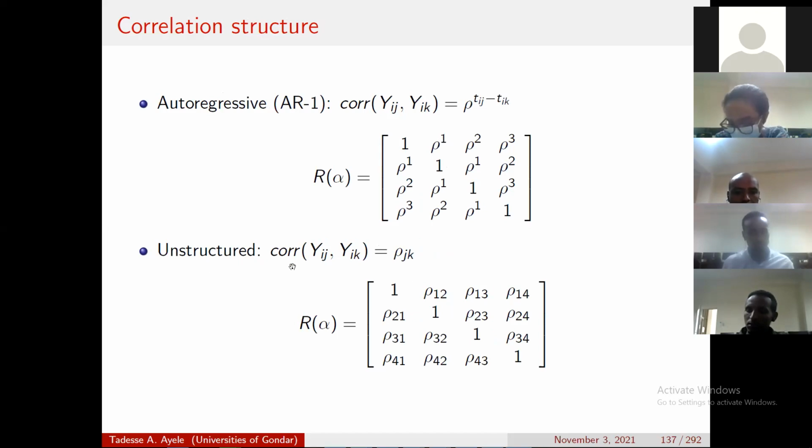Unstructured means if you pick two observations in the data and the correlation of these two observations in the same data set is equal to rho jk, which means different at different time points, this kind of correlation structure is known as unstructured. For example, the correlation between measurement 1 and measurement 2 is this, between 1 and 3 is this, between 1 and 4 is this. So at each time point the correlations are different, and that type of correlation is unstructured.